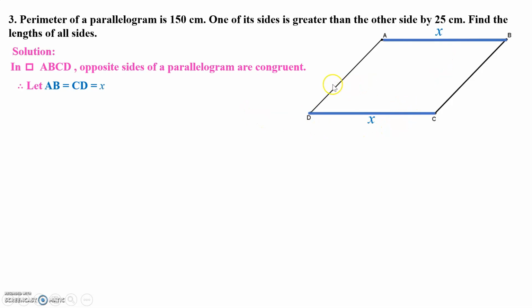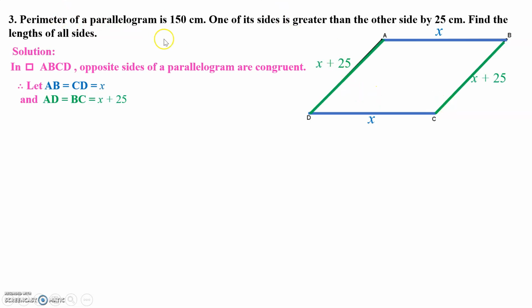And also the second pair is congruent. Which is the second pair? That is AD equal to BC equal to x plus 25. Now why x plus 25? Because one side is greater than the other by 25. So if the smaller side is x, the other will be x plus 25. Let us mark it in the figure.